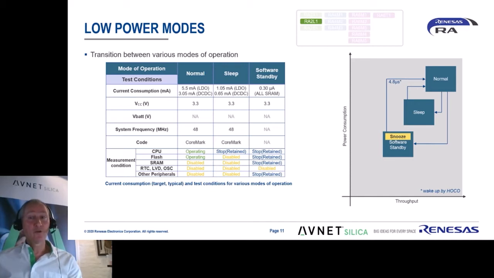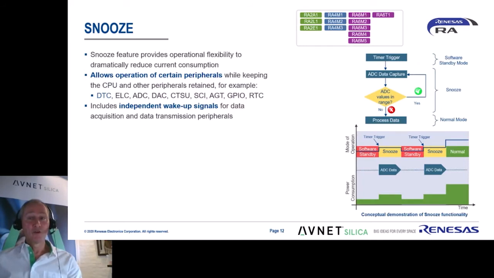Software standby mode also offers a snooze function that enables AD transition and data reception even if the CPU clock is stopped. The CPU will activate automatically only when necessary during snooze, for instance when the AD value exceeds a certain value. The snooze feature provides operational flexibility to dramatically reduce current consumption in applications that do not require the CPU to run code. Snooze allows certain peripherals to operate while the CPU and other peripherals remain disabled. Independent wake-up signals are provided for the data acquisition and data transmission peripherals.